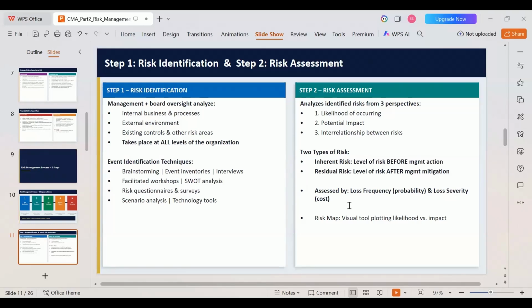Okay, next up we have the risk map. So what is this risk map?